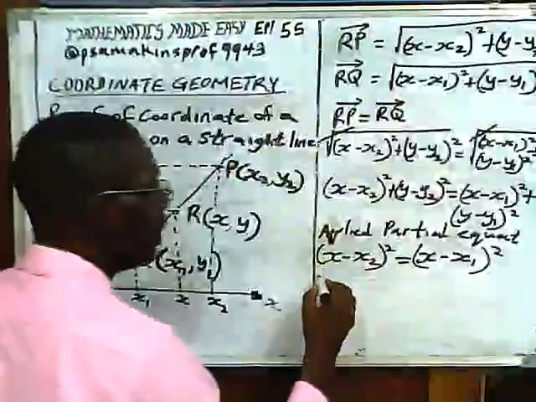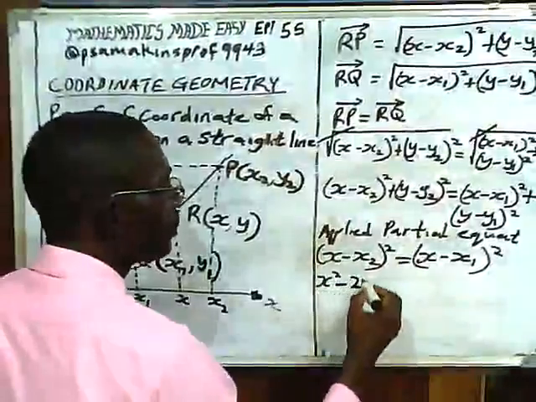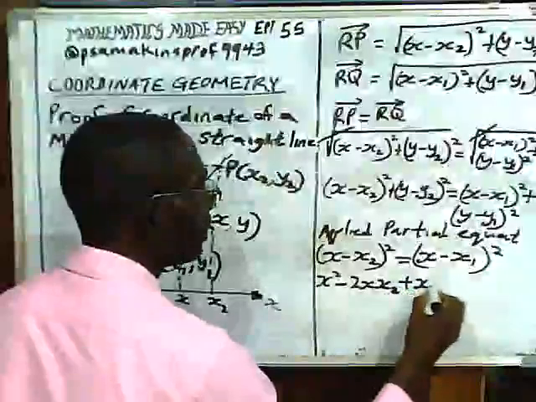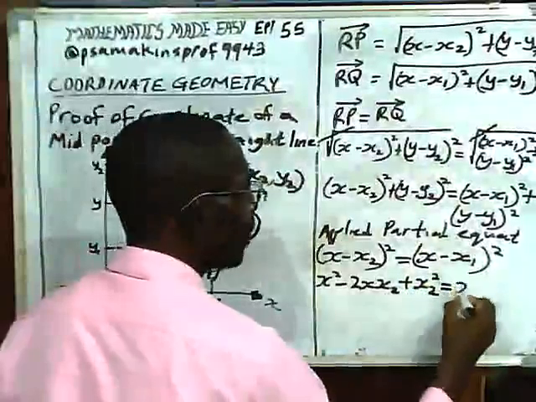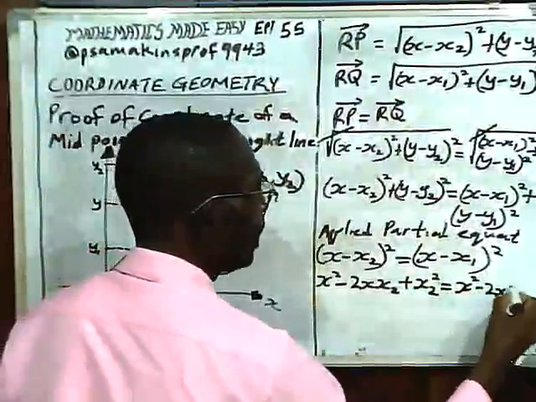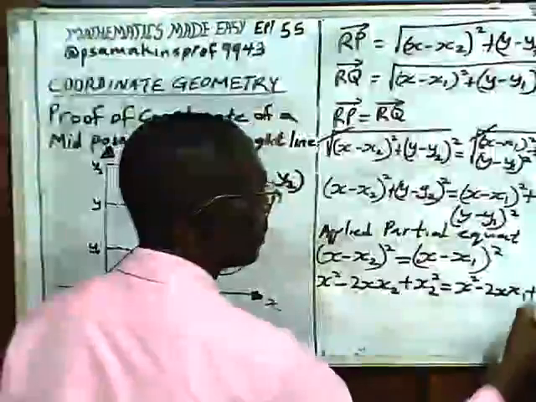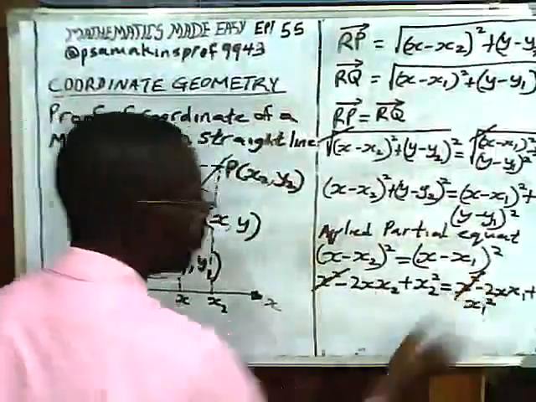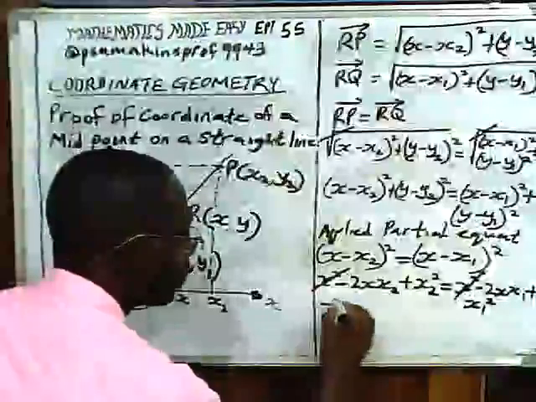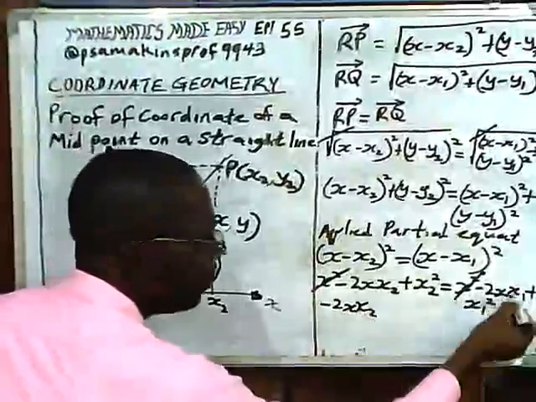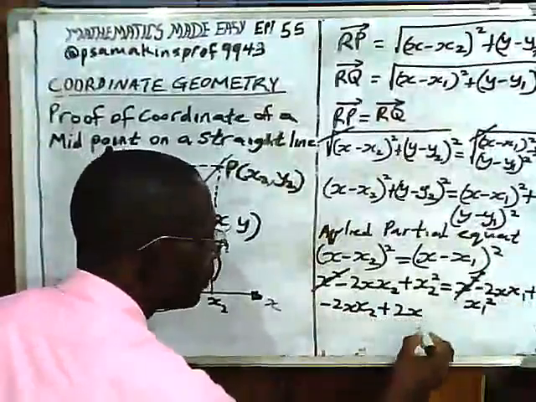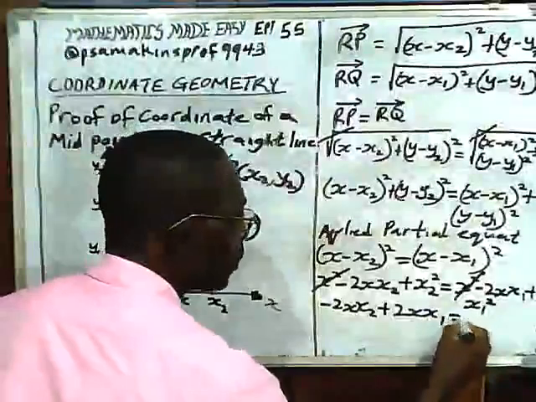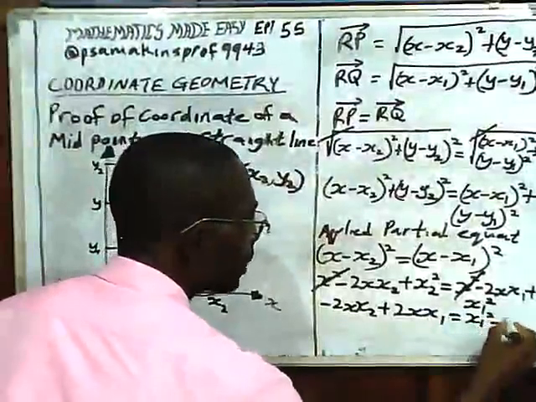Now we expand this. That will be x square minus 2x x2 plus x2 square equals, when we expand this, x square again minus 2x x1 plus x1 all in square. By the time we cancel this one out, this one will also be cancelled out. Then we are left with minus 2x x2, then we bring this one, plus 2x x1, equals x1 square minus x2 square.